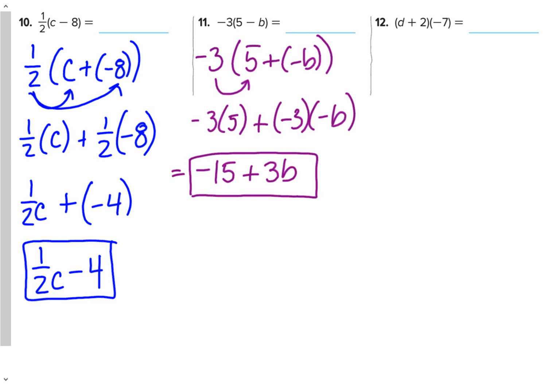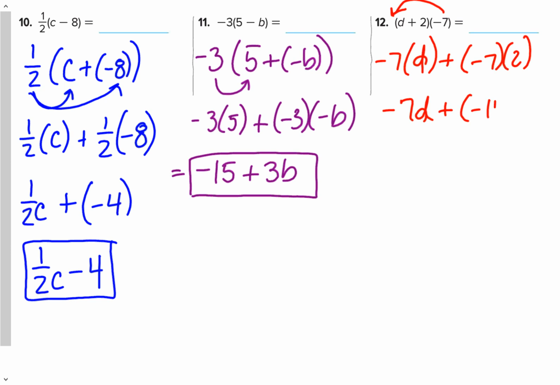Okay, here's our last one. There is no subtraction sentence to rewrite, which is good for us. Okay, so again, we're distributing the negative 7. Remember to do it from left to right. So we have negative 7 times d plus negative 7 times 2. So this is going to be negative 7d plus negative 14. And this is now going to be 7d minus 14.